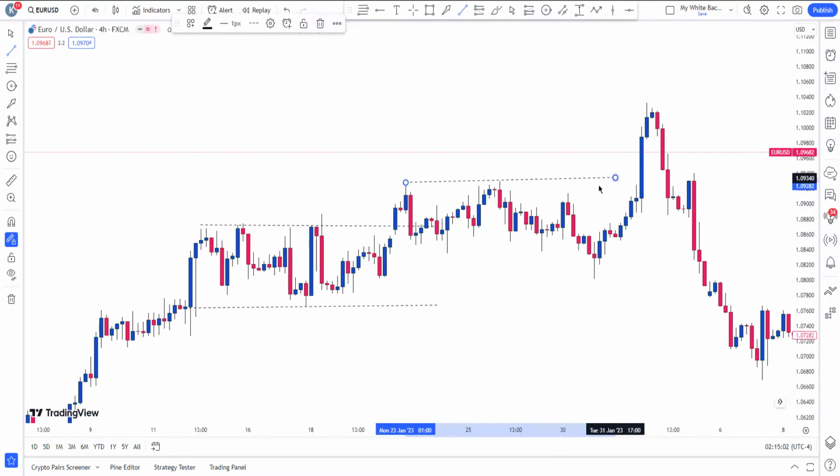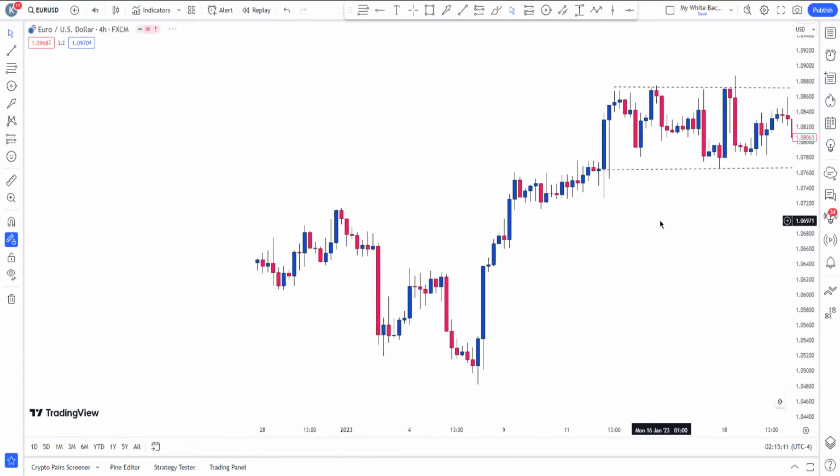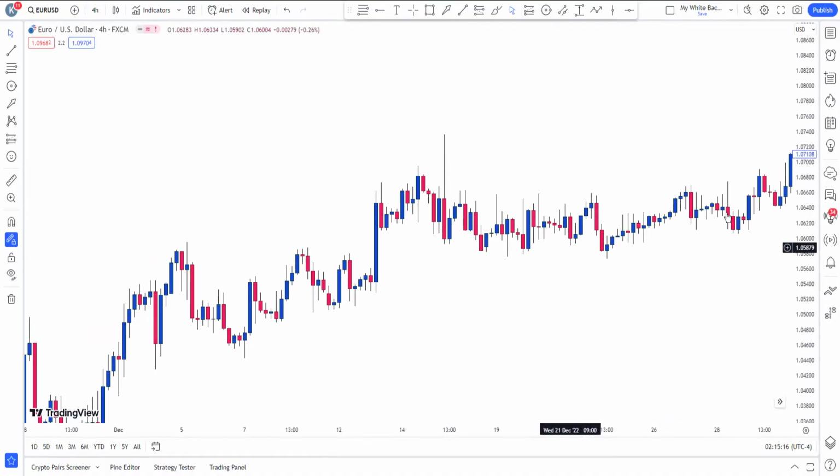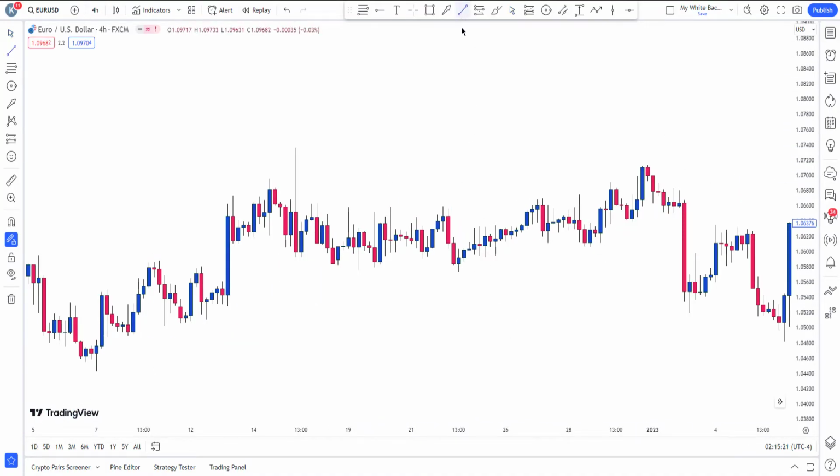This happens because institutions are actually accumulating enough orders before they move liquidity to another level. You're going to see ranges time and again. All these ones are ranges. They are neither uptrend nor downtrend.